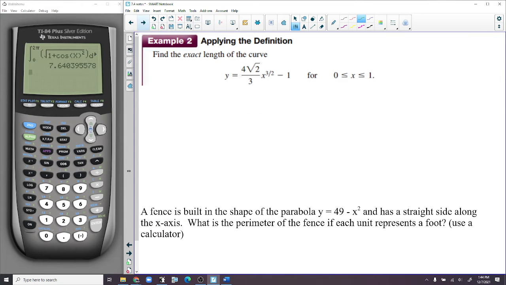This one is meant to be done without a calculator. It says find the exact length of the curve. This curve from 0 to 1, let's do dy/dx. We have, let's write this, times 3 halves x to the 1 half.